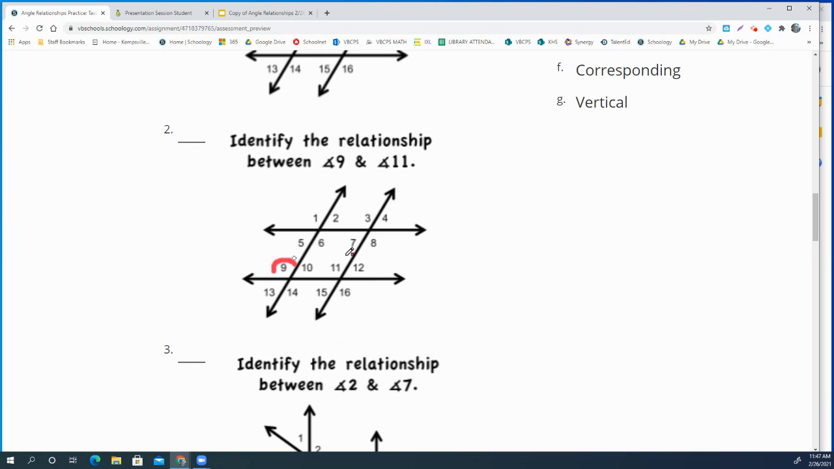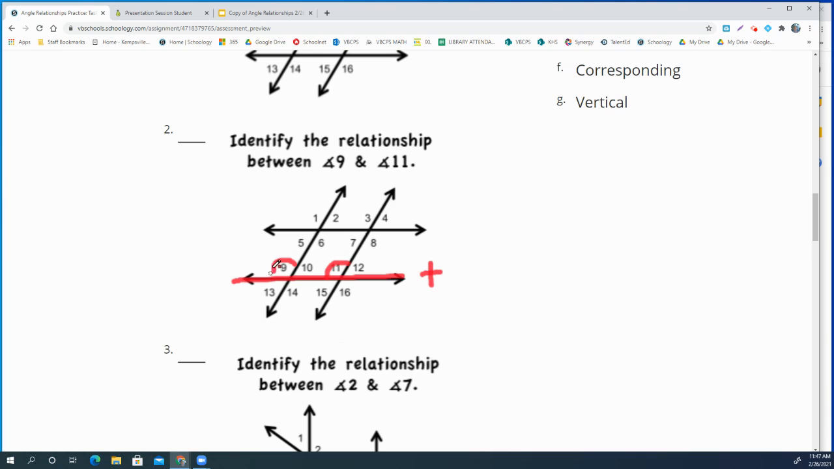9 and 11 are the hardest ones, I think, to spot. So 9 and 11 are connected by this transversal. Are they on the same side of the transversal or alternate sides of the transversal? They're on the same side of the transversal. This time the transversal is horizontal instead of vertical. So sometimes that messes people up. And then I've got 11 is inside of those parallel lines and 9 is outside of the parallel lines.